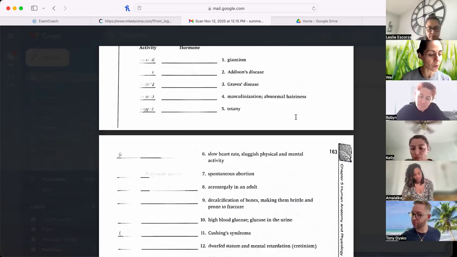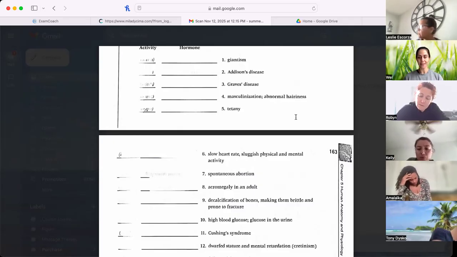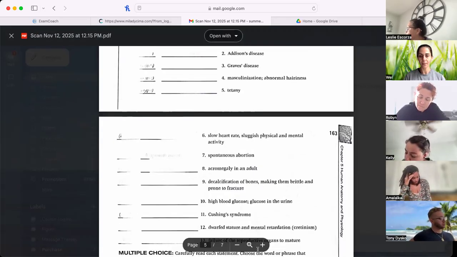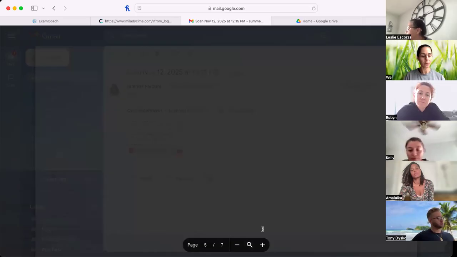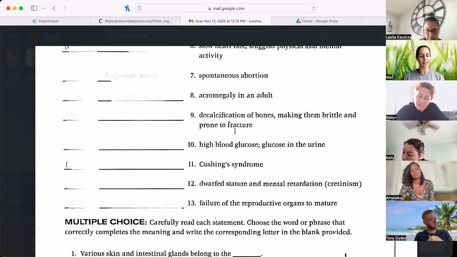Okay, number 8, acromegaly in an adult. Hyper. Okay, yes. And which hormone? Growth hormone. Yes, correct. Number 9, decalcification of bones, making them brittle and prone to fracture. Hyper. Hyper, and it is from the parathyroid hormone. Yes, calcium, parathormone. Parathormone, yeah, here we go.